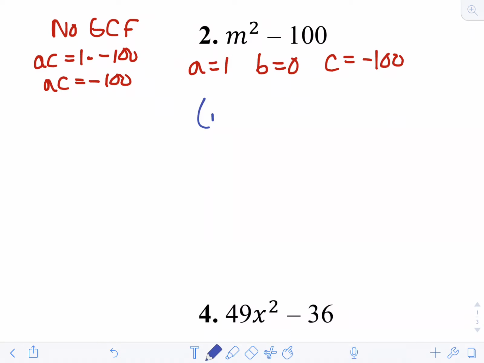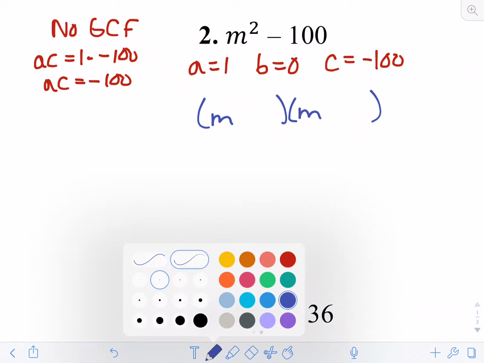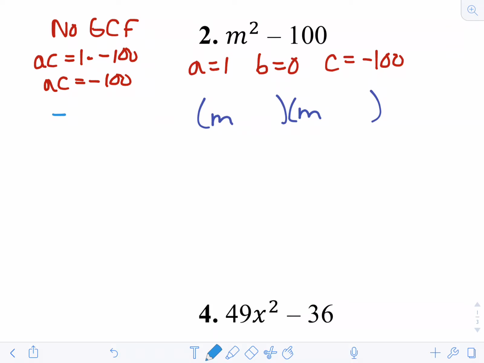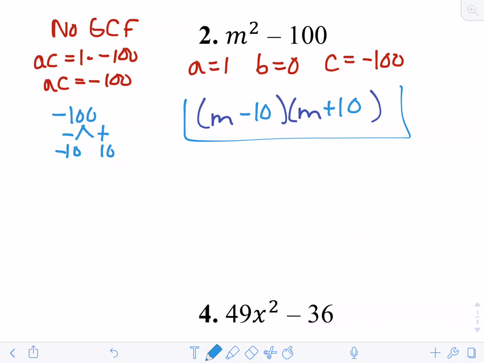I know my answer is going to be m plus or minus something times m plus or minus something. To figure that out, we're going to look at this negative 100. So again, since my middle term is 0, I'm going to have a zero pair. That means I'm looking at the same number. One's going to be negative and one's going to be positive. What number can you multiply to get you 100? That's the same, 10 and 10. So just make one of them negative, and there you go. Multiply those, they give you negative 100. Add them together, it gives you 0. So minus 10 and plus 10. And that's it.